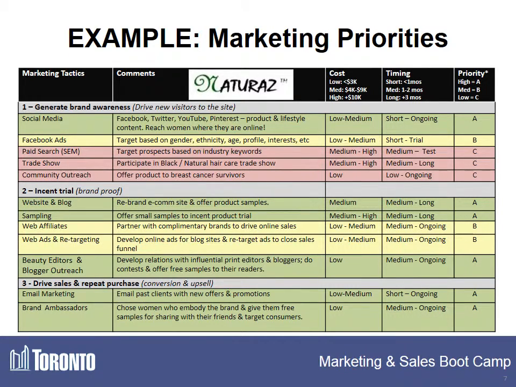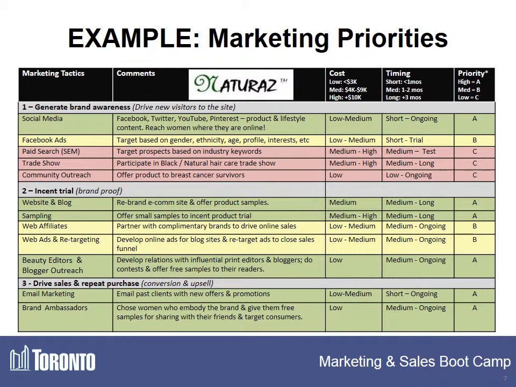We have to drive new visitors to the website. Once they know about the brand, they'll go to the e-commerce website. And then our second goal is number 2, we have to incent trial. So encourage them to try the brand for the first time. And thirdly, and most importantly, after they try the brand, we want to drive sales and repeat purchase. So this is ongoing selling after the initial sale.